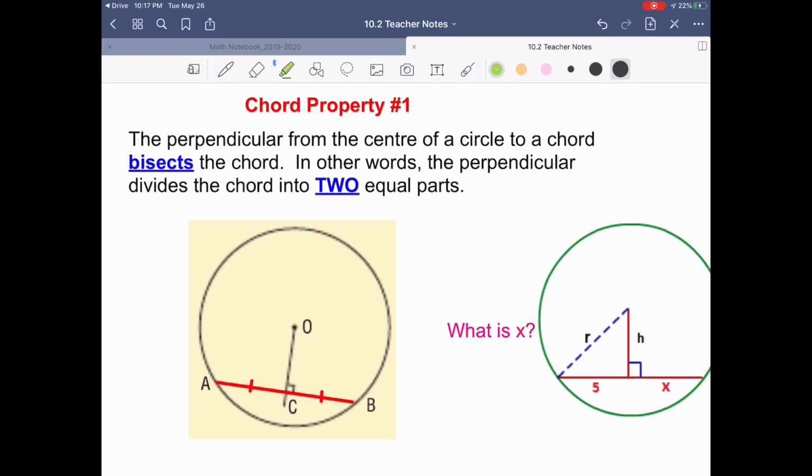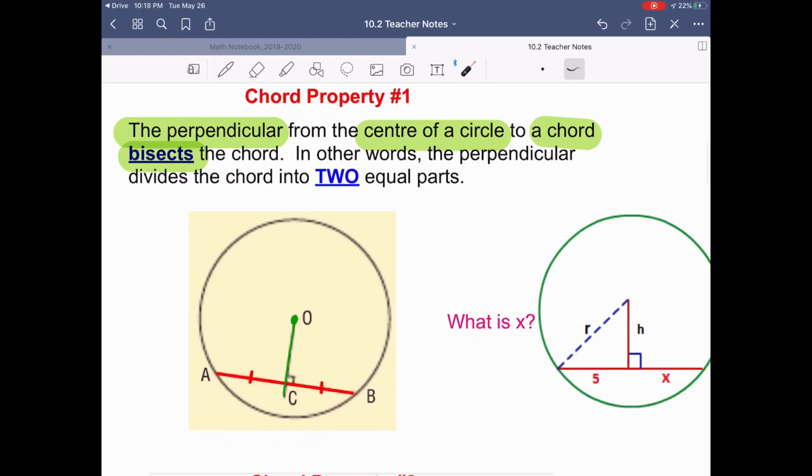Chord property number 1 states that the perpendicular from the center of a circle to a chord bisects the chord. Basically, whenever you have a perpendicular line from the center of the circle to a chord, it will always bisect it, which means it cuts it exactly in half, into 2 equal parts. That's important because we can end up making triangles out of this, and we'll know that these 2 sides will be equal to each other.